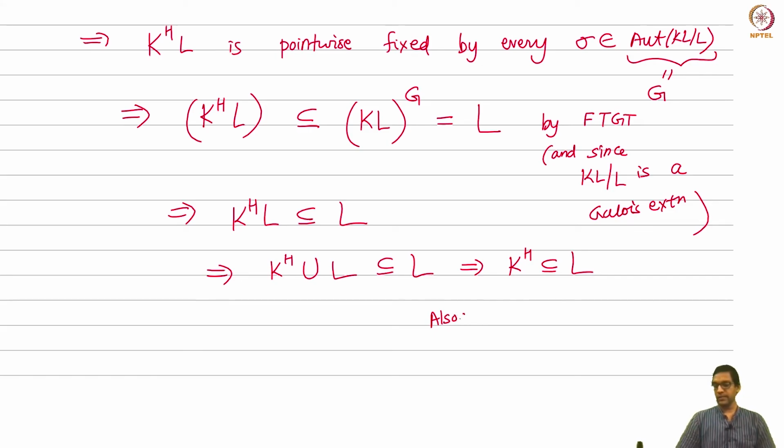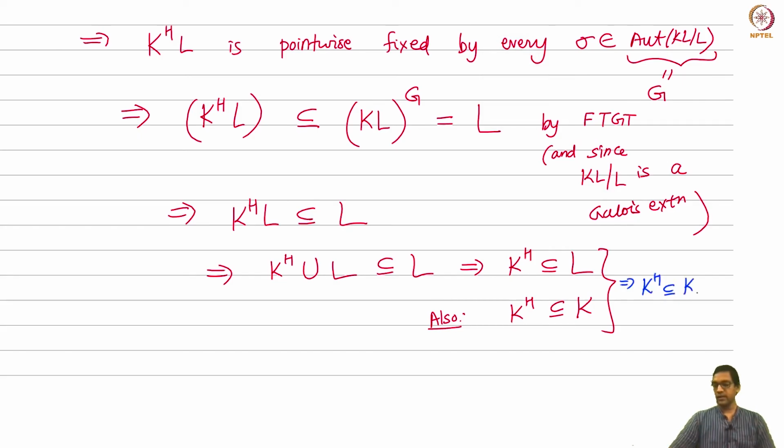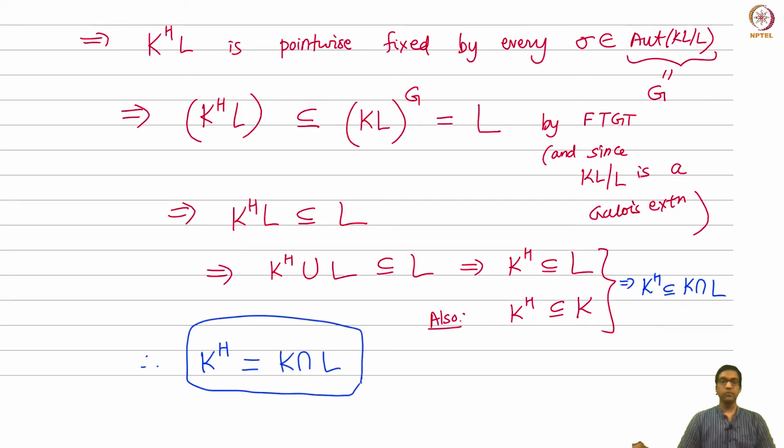Also, KH by definition is contained in K. Therefore, together it gives us what we want. KH is contained in K intersection L. So we have shown the other inclusion, and therefore both inclusions. KH contains and is contained in K intersection L. Therefore, KH is equal to K intersection L. It's a somewhat tricky proof, but we have managed to do it.